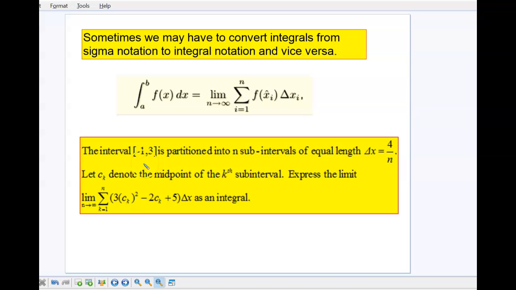Okay, well, I'm partitioning from -1 to 3, so that's going to be the limits of my integral. Okay, and this is where I'm plugging my point c of k in, so those are going to be my x values of my function. So my function would be 3x squared minus 2x plus 5, and it would be the integral going from -1 to 3.